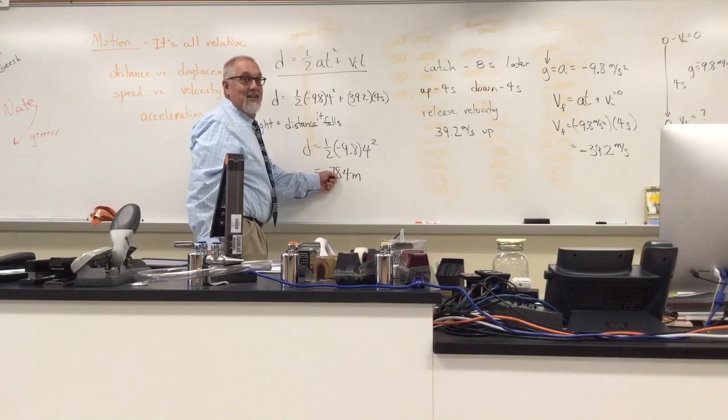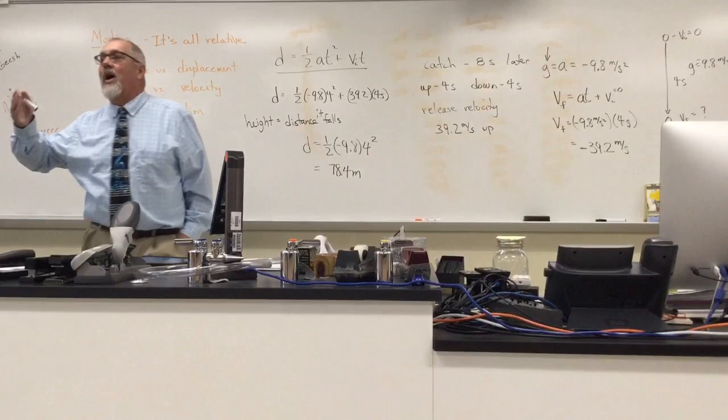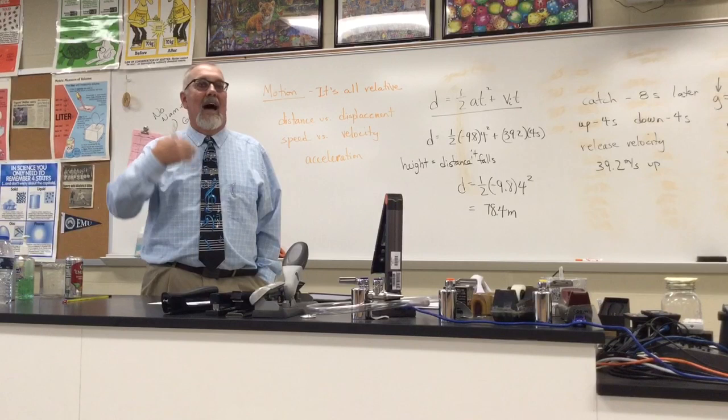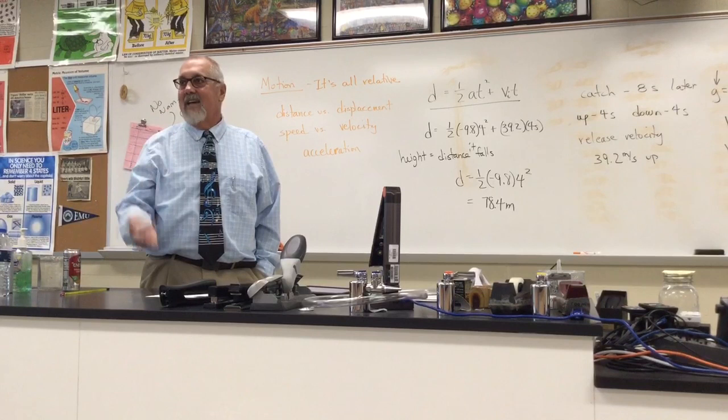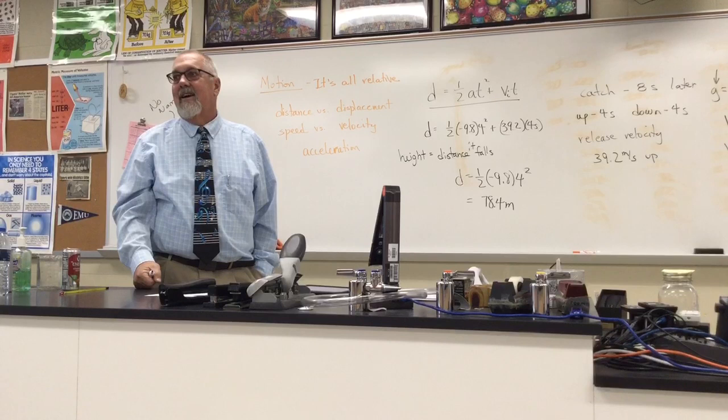So in these cases where I give you how long something's in the air, I always go with how fast is it going when it hits the ground. I always look at the falling part because I can call initial velocity zero, right? If I try to figure out how high it went, then I can't. I have to find initial velocity first.